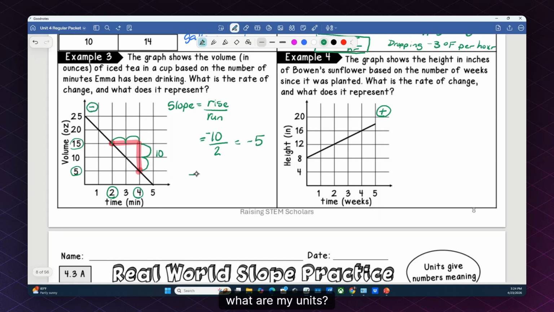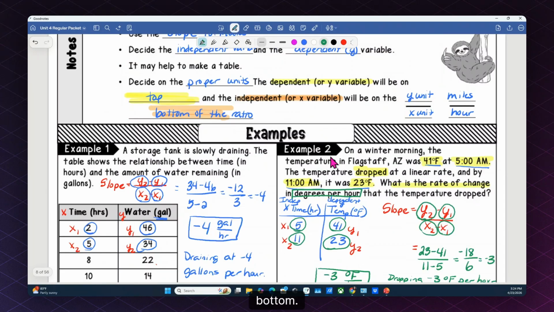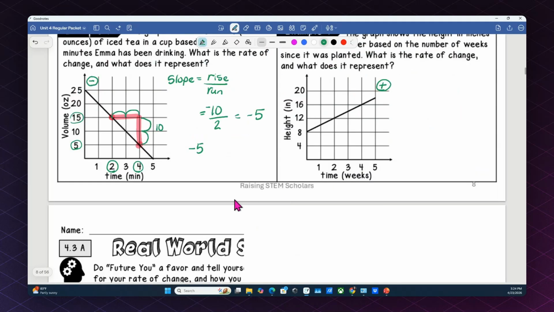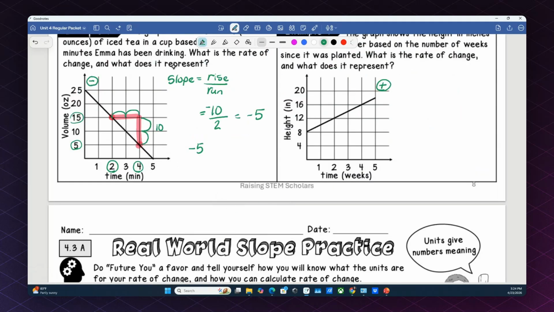Well, what are my units? It's negative 5. Negative 5 what? Let's go up here and remind ourselves what thing we put on top and what thing we put on bottom. Okay, my y unit goes on top and my x unit goes on bottom. So y on top, x on bottom. So my y unit, we've got ounces per minute. So it is ounces per minute.